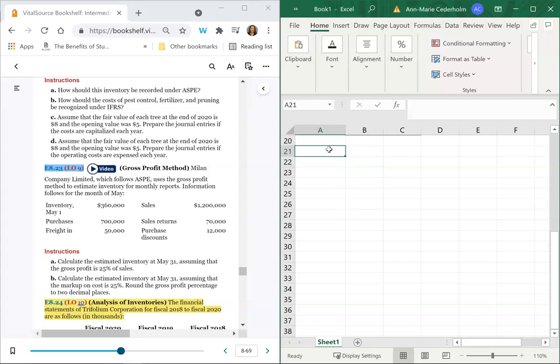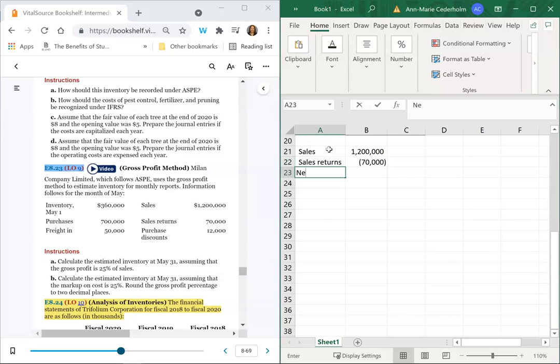Whenever I do this method, I always find it very easy to set up an income statement, and then I can work backwards in order to calculate the gross profit. So I'll start off with my sales, and my sales are $1.2 million. And then I'll subtract out my sales returns, sales discounts and allowances. In this case, my sales returns are $70,000.